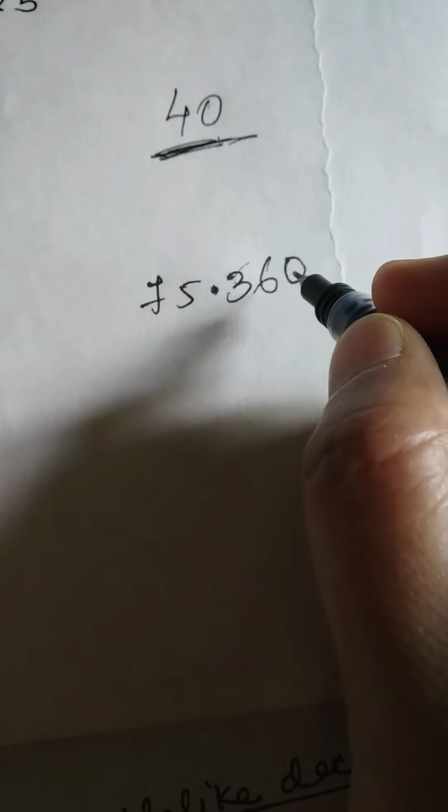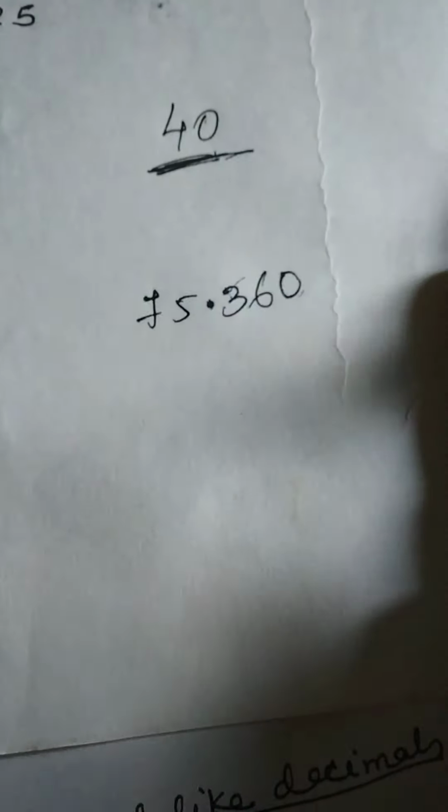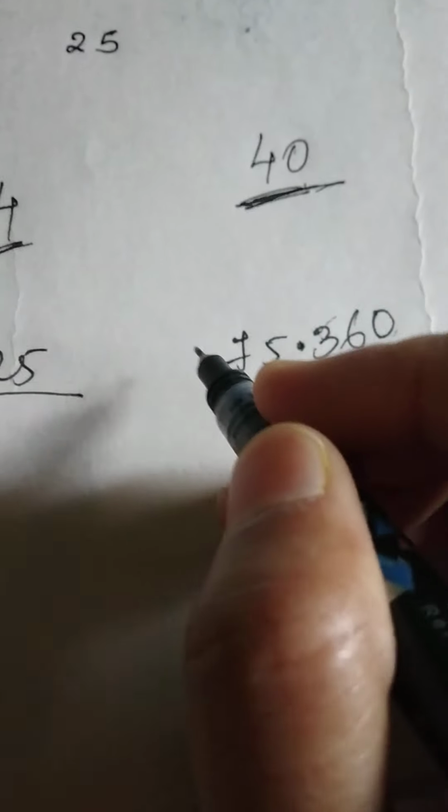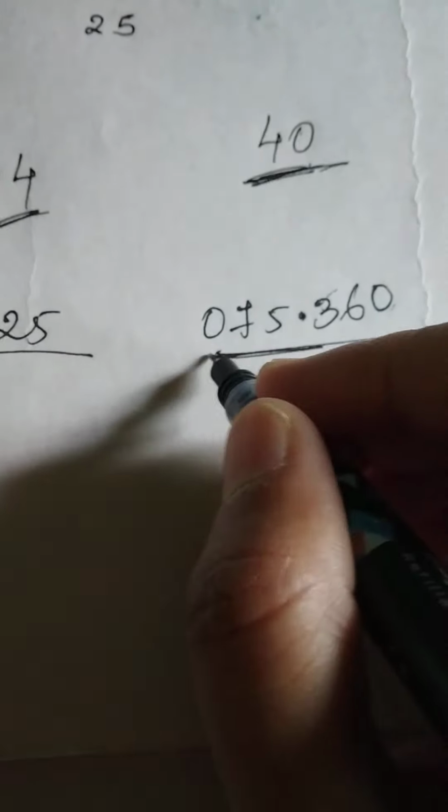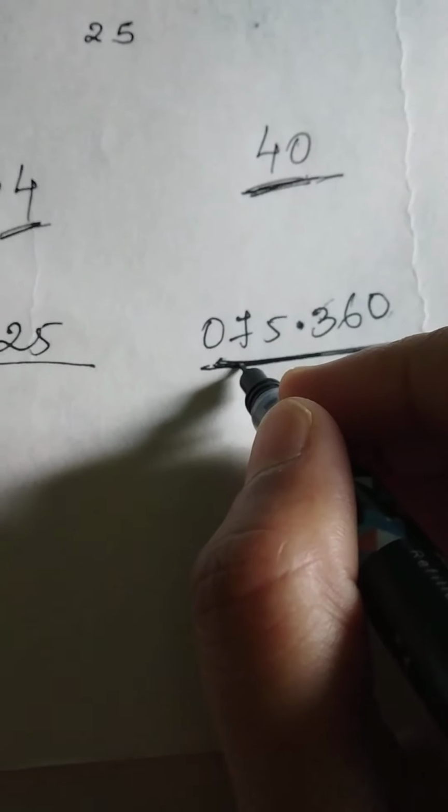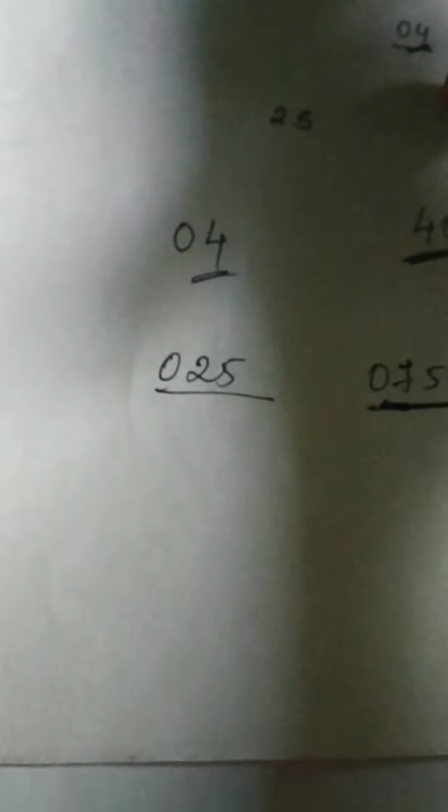So we can add as many zeros as you want on the right side of the decimal part. And if you add 0 on the left side of the whole number part, its value will not change. It will remain the same. Got it?